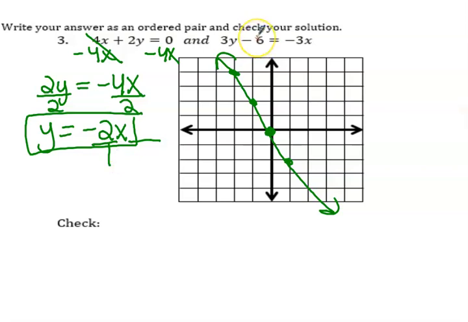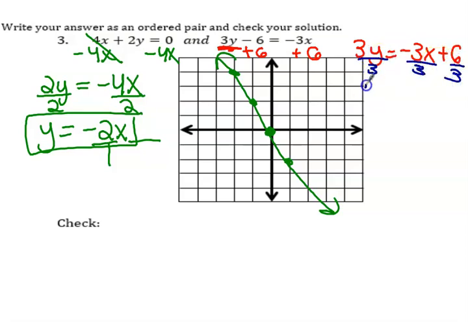Now I'm going to bring this other one over. Now, how do I get this Y by itself? First, I should add 6 to both sides. So I have 3Y equals negative 3X plus 6. Again, how do I isolate that Y? By dividing 3 to everything. And I have Y equals negative X plus 2.